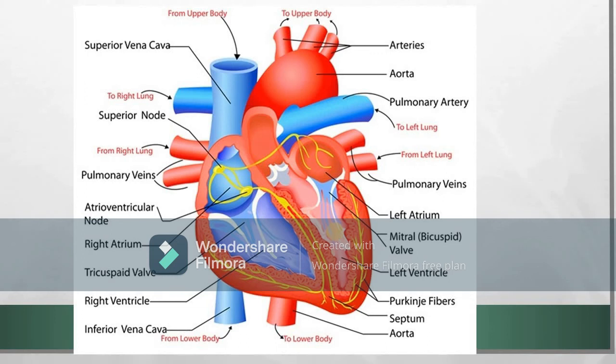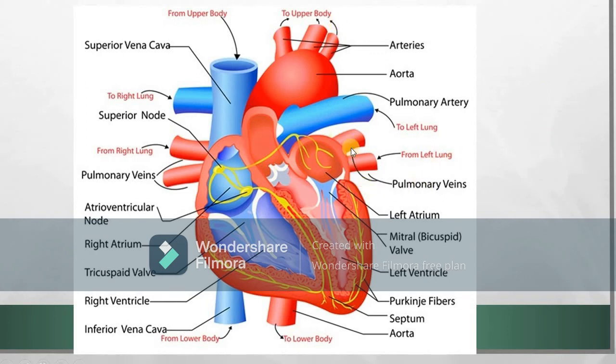Between the left atrium and left ventricle there is a valve called the bicuspid valve. When the left ventricle contracts, it pumps the oxygenated blood to the aorta, and through the aorta it moves towards the arteries and then to the upper body parts. At the base of the aorta there is an aortic semilunar valve, and it prevents the backflow of blood from the aorta to the left ventricle. So this is the structure.